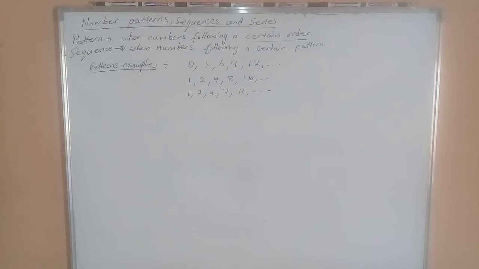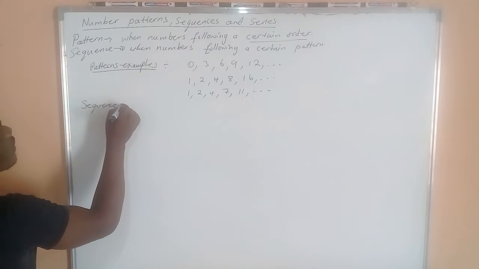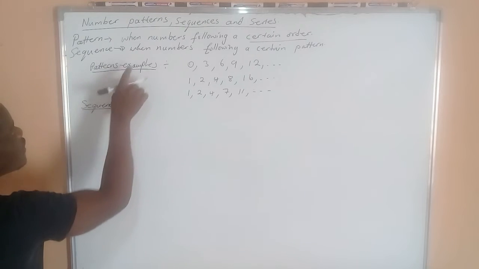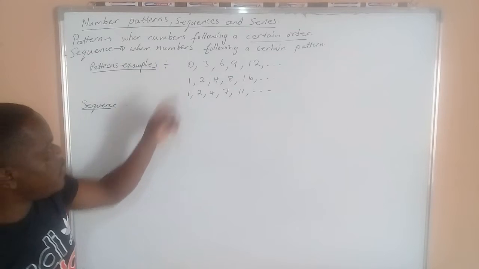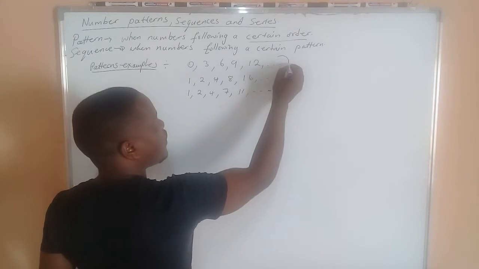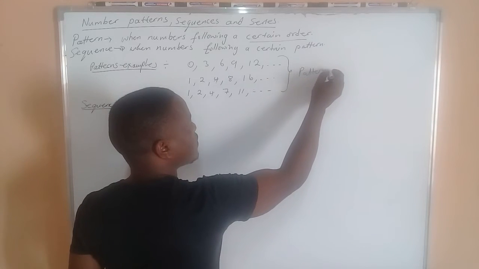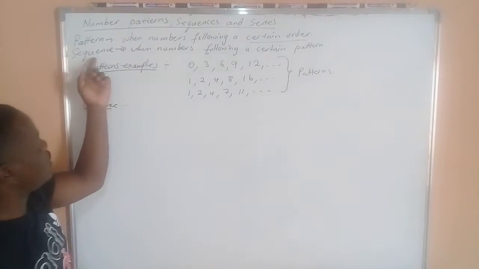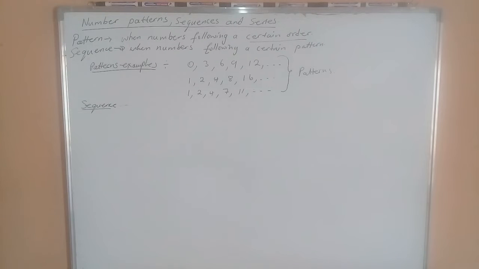Okay. So now let's move on to sequences. I said sequences. A sequence, I already defined a sequence, is when numbers are following a certain order. So now I have these as patterns, right? But now we want to classify them into sequences. So each of these patterns falls under a certain type of sequence.